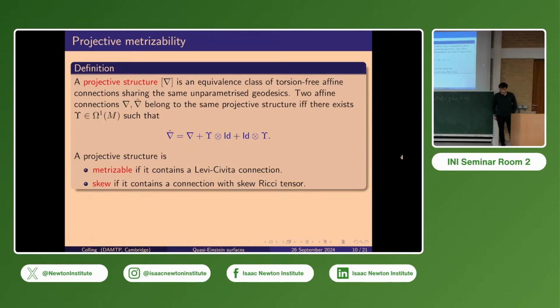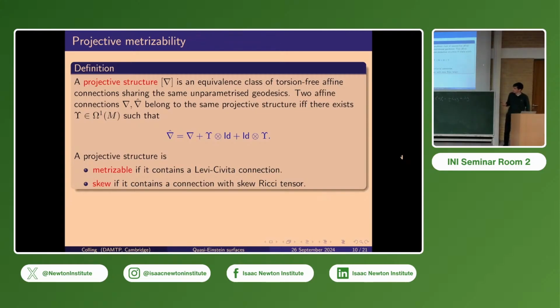So I come now to the second part of my talk, how I specialize to this value of M related to the projective metrizability problem. So a projective structure is an equivalence class of torsion-free connections sharing the same unparameterized geodesics. And we can reformulate this condition algebraically by saying that 2 connections are projectively equivalent if and only if they're related in this way for some one form. And the projective structure is metrizable if it contains a Levi-Civita connection, and it's skew if there is a representative connection whose Ricci tensor is skew symmetric.